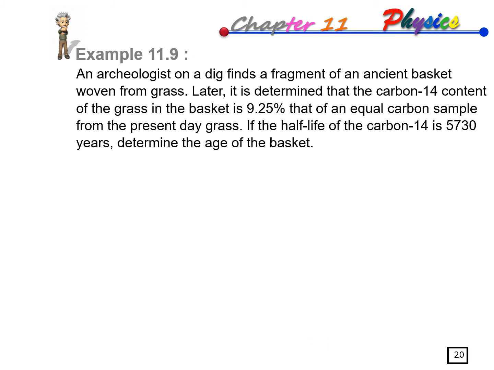Okay, for the final example, 11.9. An archaeologist digs and finds a fragment of an ancient basket woven from grass. Later it is determined that the carbon-14 content of the grass in the basket is 9.25% of the carbon sample present today, so this is the remaining value. If the half-life of carbon-14 is given as 5,730 years, they want to determine the age of the basket. This method we call carbon dating.